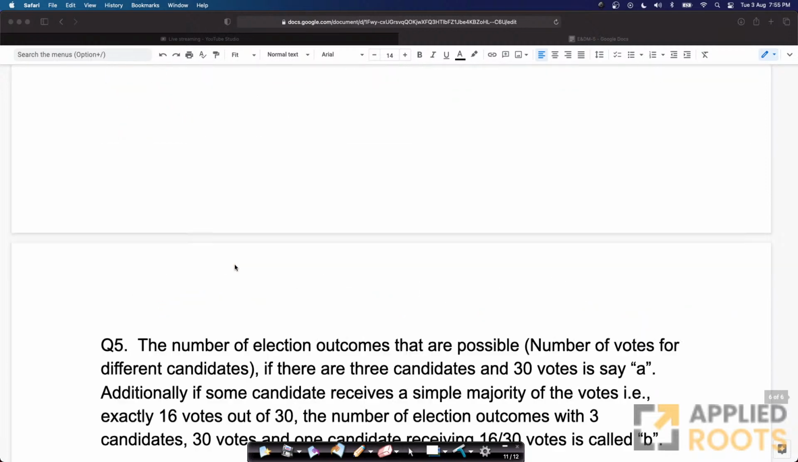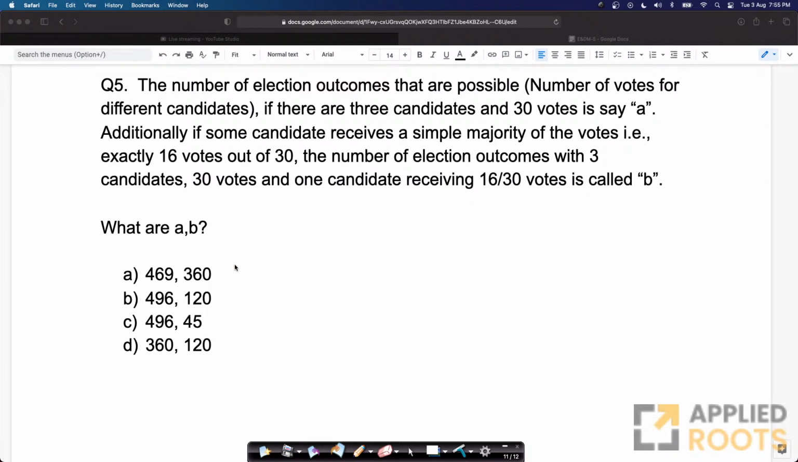I agree to that. Okay, here is another question from Combinatorics. This will be the last question of the day, after which we'll have Q&A.